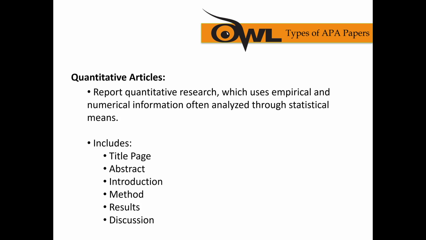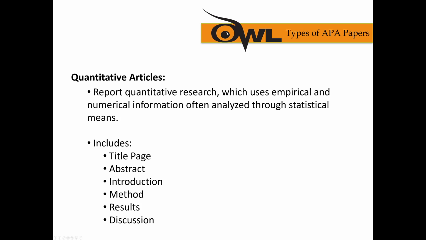Okay, when we are looking at quantitative articles, this is the typical format of how they would be structured. So quantitative research has empirical, numerical information and usually involves a lot of statistics. So peer-reviewed articles will have this general outline of information. It will always start with a title page. You'll have an abstract, which is just a short paragraph kind of outlining what the whole paper is talking about.